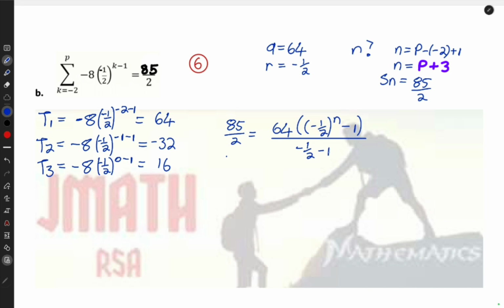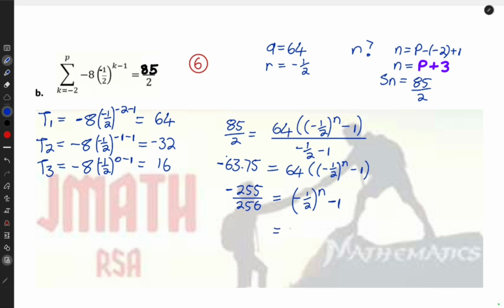So step 1 in this case, I am going to multiply with the right side denominator. So that would give me minus 3 over 2. I am just going to multiply the left by that, and that is going to give me minus 63.75. You can keep it fractions or decimals. It's your choice. Okay, that is still all equal to 64, and then minus a half to the power n minus 1. Now I'm going to divide both sides by 64, and that is going to give me minus 255 over 256. That equals minus a half to the power n minus 1.